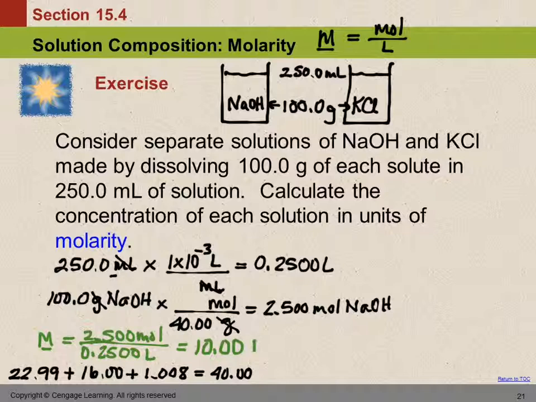10.00 moles per liter, or 10.00 capital M. So this is 10 molar. Is the other solution 10 molar? No. Because KCl has a different molar mass than sodium hydroxide. It's the same mass that we put in, but the number of moles will be different.